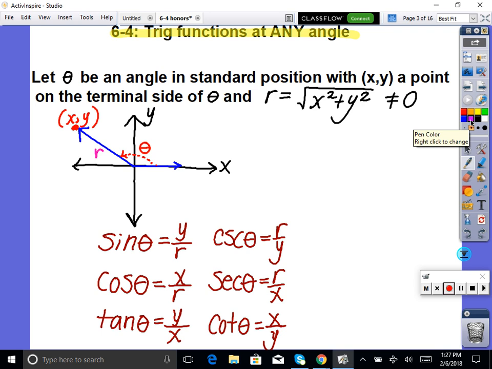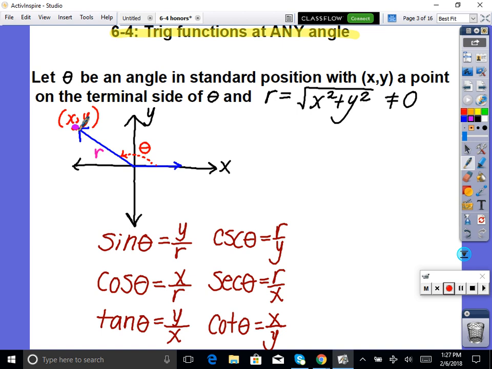So it says, let theta be an angle that's in standard position with an xy point on the terminal side of theta. So everybody remember, standard position means we're creating an angle on an xy chart here. Here is my initial side. I open to a terminal side here. There's my xy point. It says our r is going to be equal to the square root of x squared plus y squared, and then r cannot equal 0.